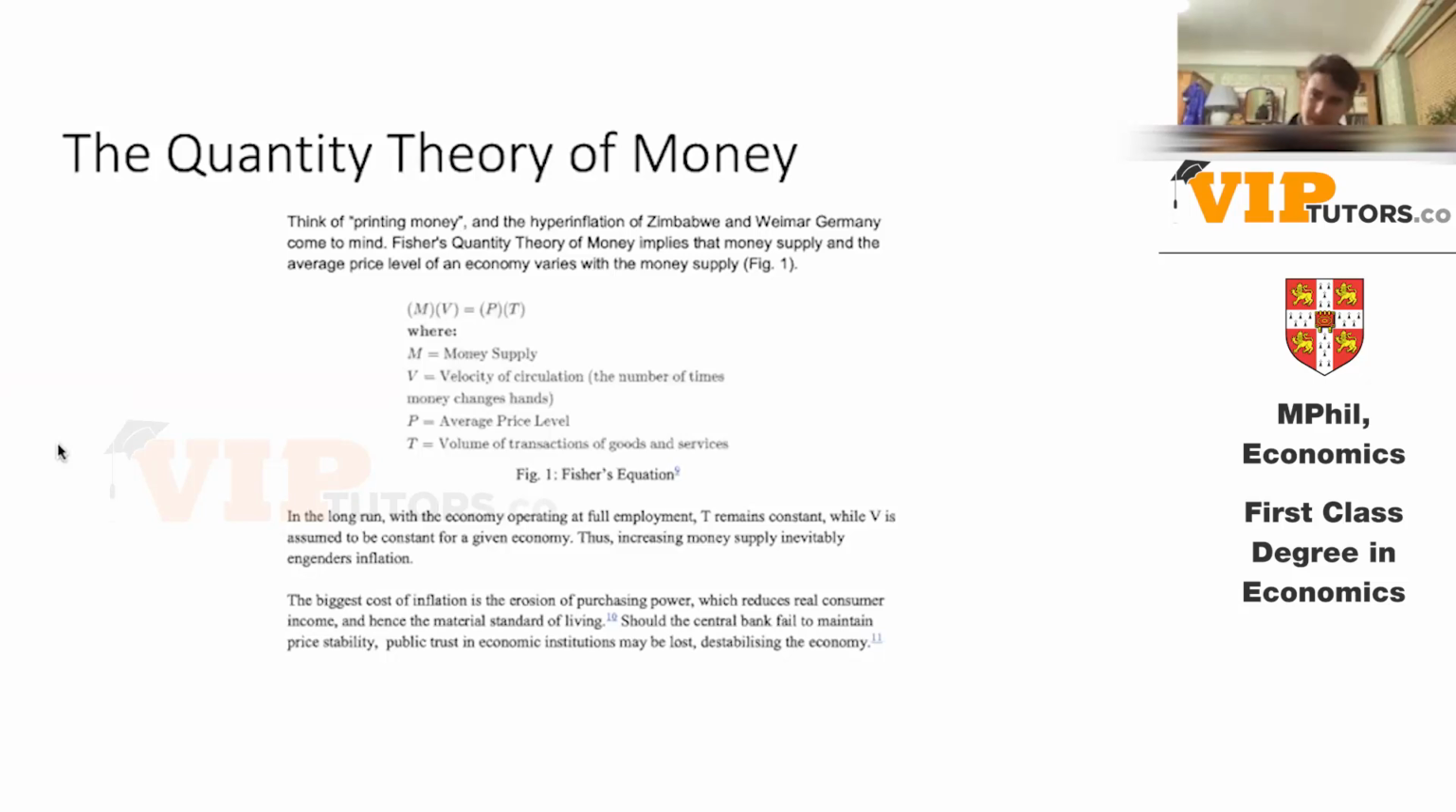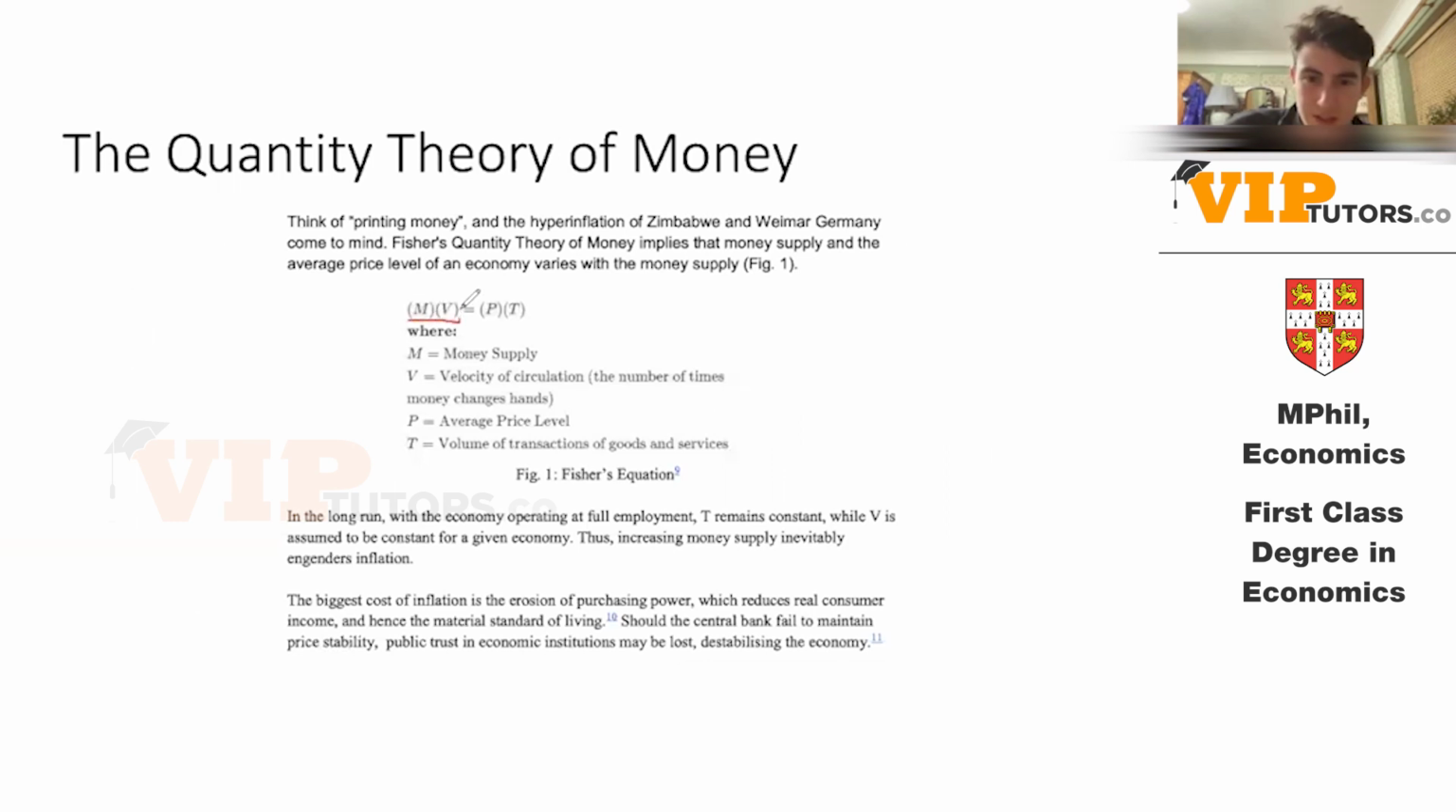So the next thing this essay does is it sets out the quantity theory of money. This is one of the most important fundamental theories in economics. This is a highly critical theory. So as you can see, we have MV equals PT. Now, specifically, what this tells us is that the money supply can be expressed in two different ways.